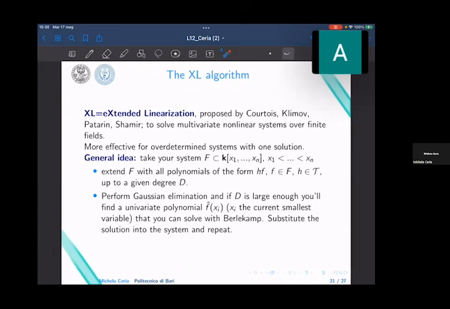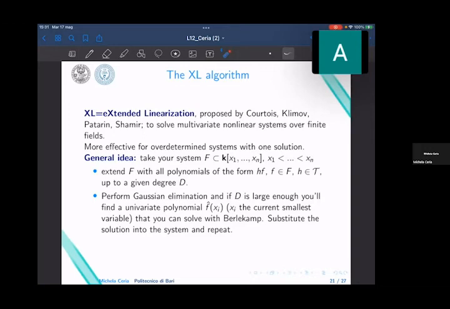Another special algorithm is the XL algorithm, which stands for extended linearization, proposed by Courtois, Klimov, Shamir and Patarin in order to solve multivariate nonlinear systems over finite fields. What is the general idea? We take the system and extend it with all the polynomials of the form HF, where F is a polynomial in the system and H is a term up to some given degree D, and perform Gaussian elimination, in which you consider each monomial as a variable.